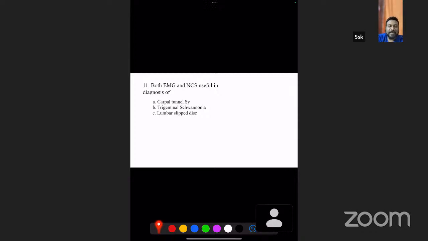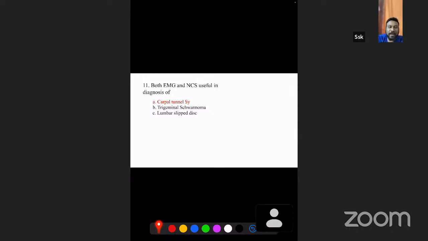Both EMG, that is the electromyogram, and the nerve conduction study are useful in the diagnosis of: option A, carpal tunnel syndrome, option B, trigeminal schwannoma, option C, slipped lumbar disc? The answer here is carpal tunnel syndrome, because there is no point in doing an EMG for a trigeminal schwannoma, because EMG and NCS work for the peripheral nerves. So it could either be option A or option C.